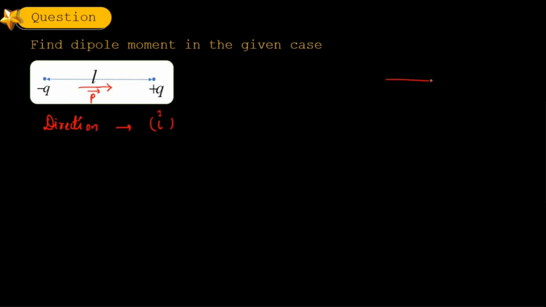Always remember, if we are defining direction in the x-axis, it is represented by i cap. If we are representing direction in the y-axis, it is represented by j cap. And if we are representing direction in the z-axis, it is represented by k cap. So this is very important. Sometimes we are representing different directions using these i, j, k caps. So here we understood that the direction in this particular case is going to be positive i cap.